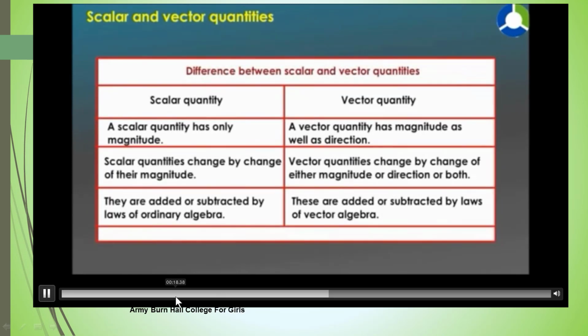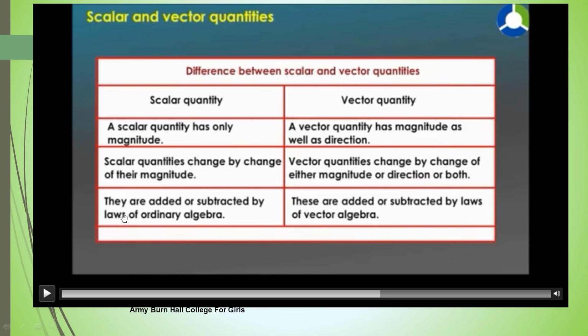If we are going to differentiate between scalar and vector quantities, a scalar quantity has only magnitude, while a vector quantity has magnitude as well as direction. Scalar quantities change by a change in their magnitude. Vector quantities change by a change of either magnitude or direction or both. So if we change its magnitude or its direction, then the vector quantity will be changed.